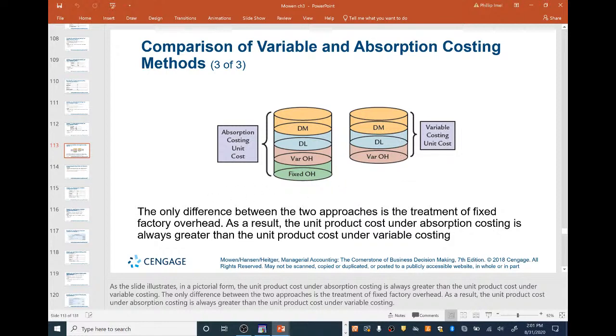So once again, the only difference between the two approaches is going to be the treatment of fixed factory overhead. As a result, the unit product cost under absorption costing is always greater than the unit product cost under variable costing, which makes sense because we have a whole other component or element that we have to account for within the absorption costing. So this is always going to be more than this right here.